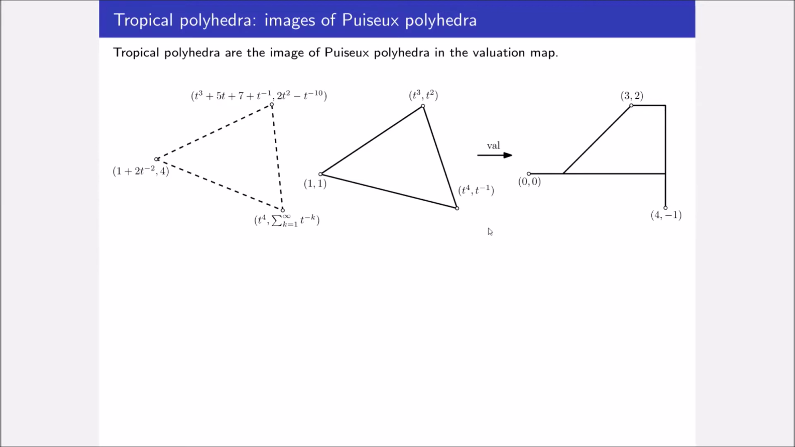But the one crucial thing here is that this is not the only Puiseux polyhedron that maps to this tropical polyhedron. Because the valuation map only remembers the leading exponent of any of these entries, I can add lower degree terms, I can change the coefficients, and under the valuation map, I'm going to get mapped down to the same tropical polyhedron. So this dotted triangle over here is a slightly more convoluted triangle, but it's still just a triangle and it gets mapped down to this tropical triangle.